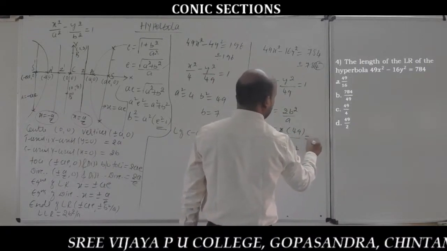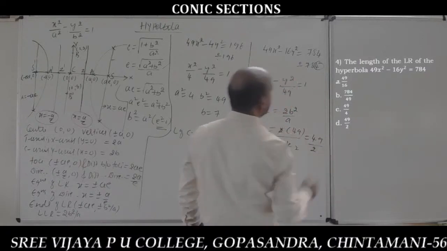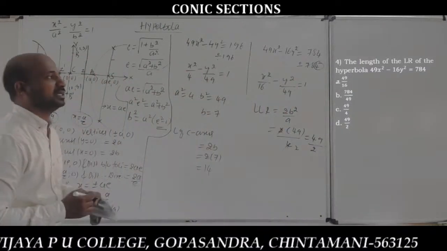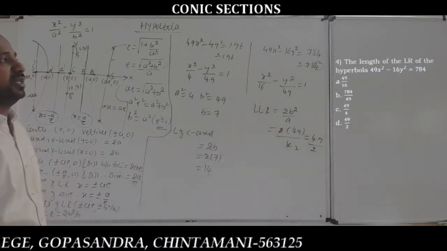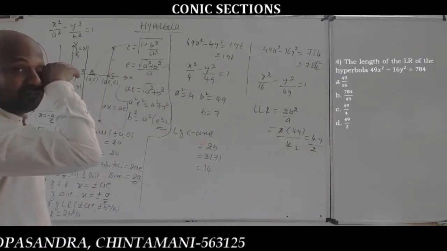2 ones are 2, 2 twos are... it is 49 by 2. This is the length of the latus rectum of the hyperbola 49x square minus 16y square is equal to 784.